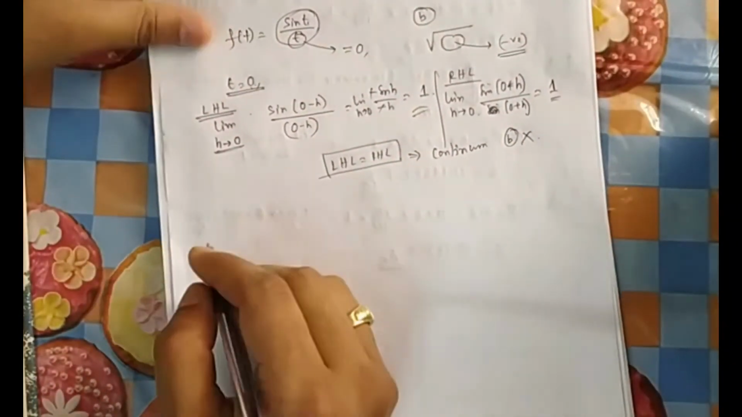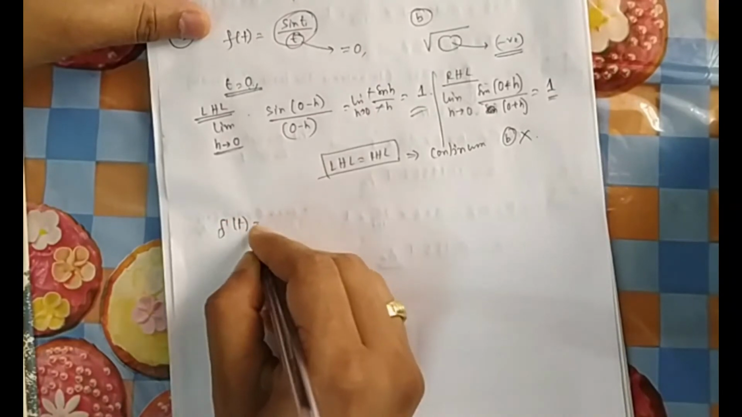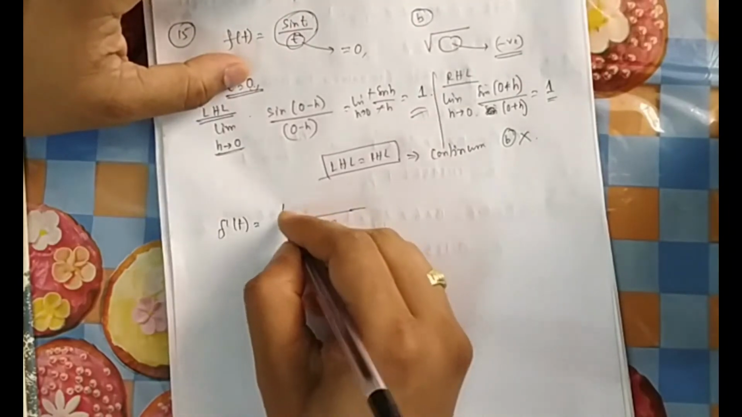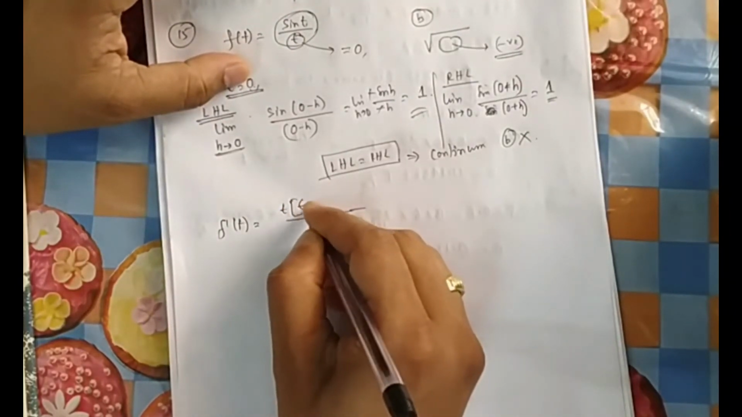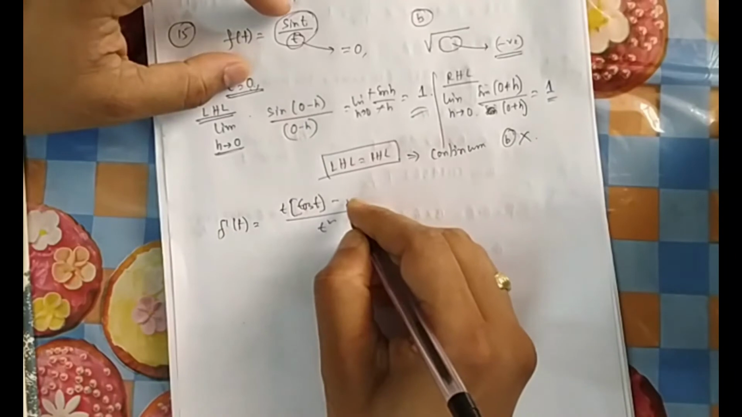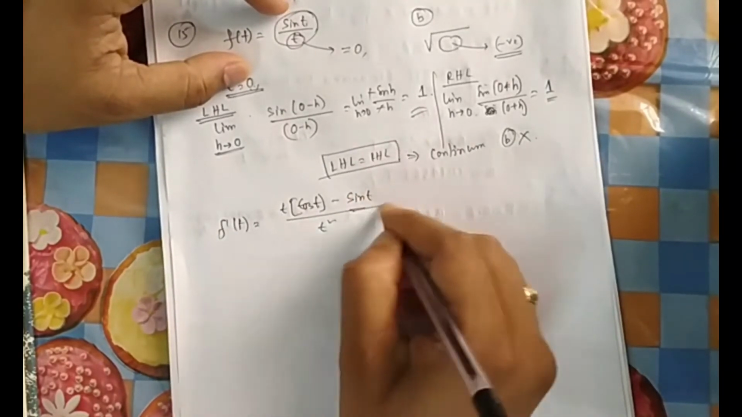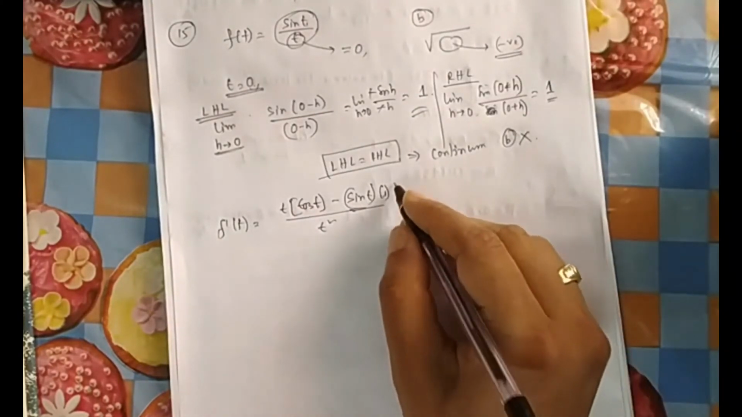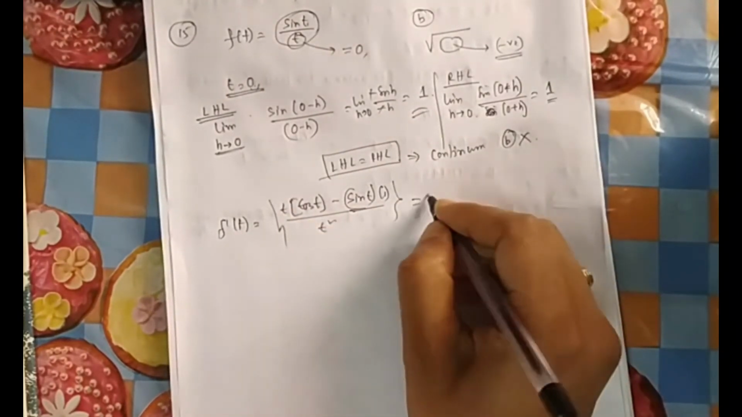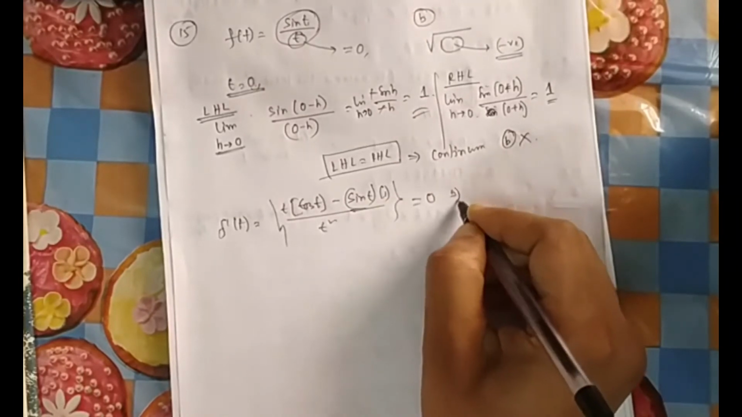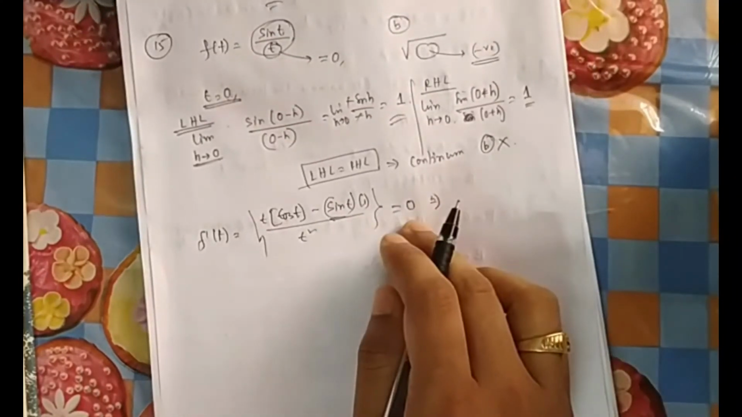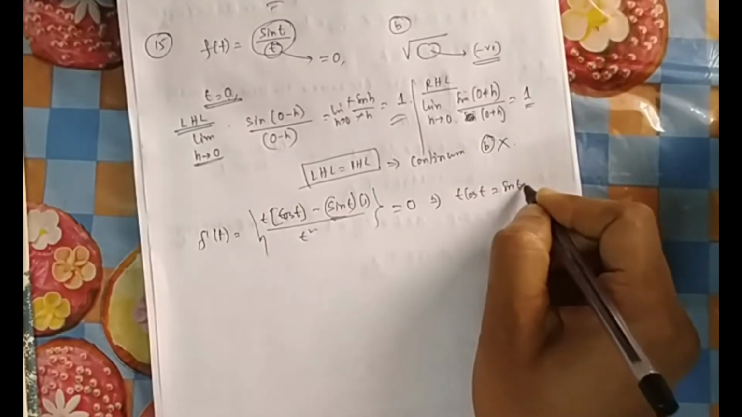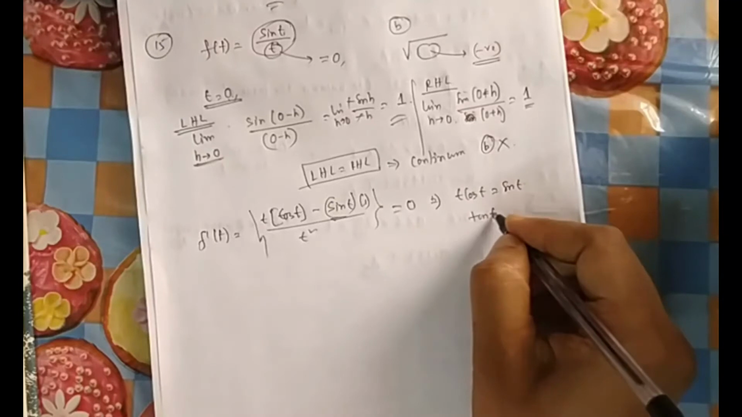For maximum minimum analysis, you will differentiate it. It is u by v, so v square, v constant, sin t is cos t, minus u constant with differentiation of t, which is 1. So this is your first derivative. You will make it 0. That will imply t square goes away, so t cos t is equal to sin t, which implies tan t equal to t.